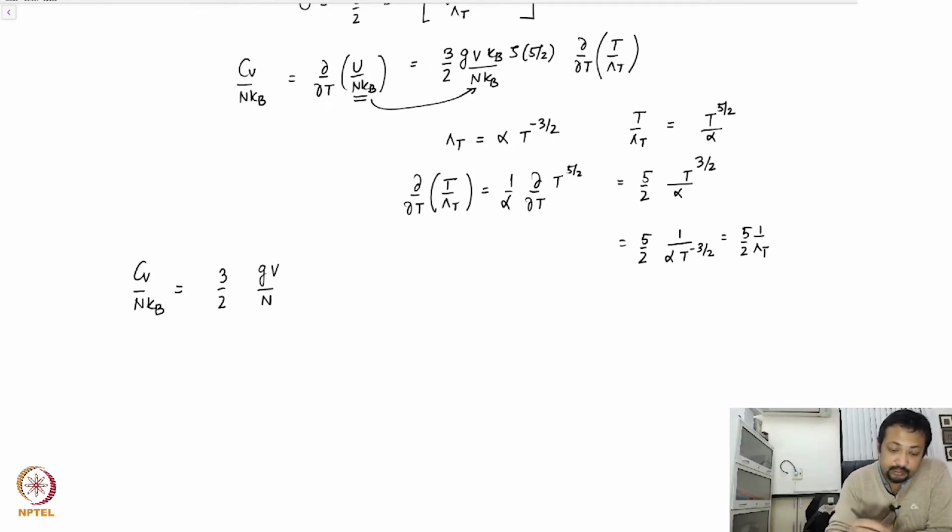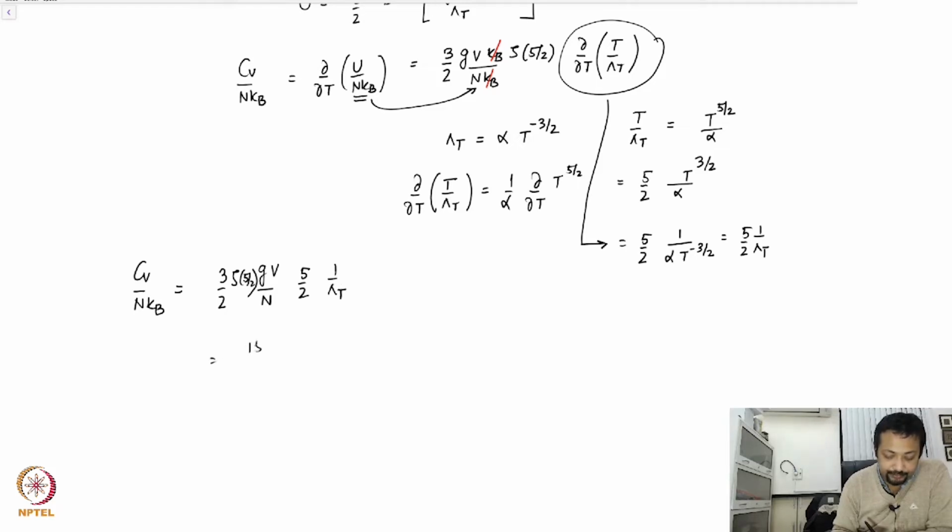So I have gV over N, the kB cancels out, and I should have been more attentive to this. And then I have zeta 5/2, and this derivative is essentially this, so that I have 5/2 times 1 over lambda T, so that I have 15/4 zeta 5/2 gV over N lambda T, and this therefore goes as T to the power 3/2 for T less than Tc.